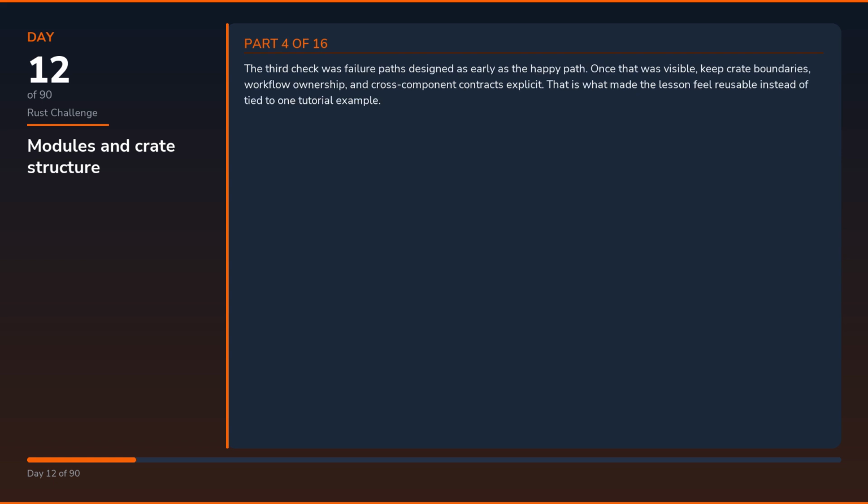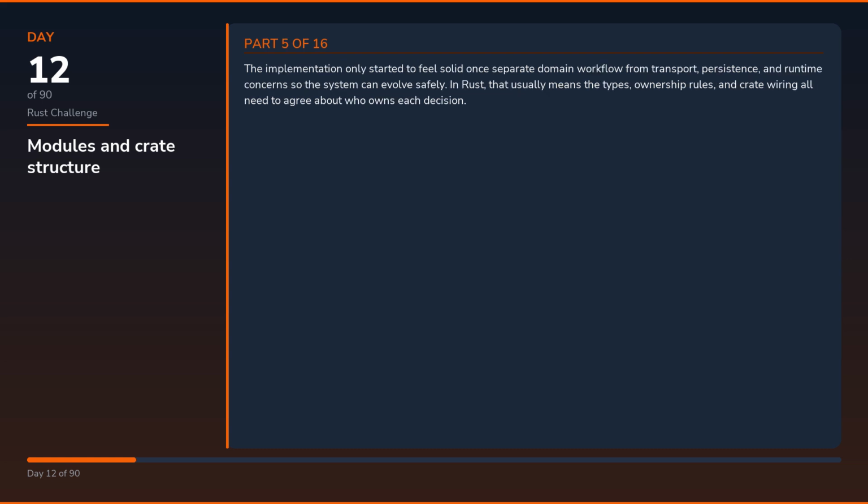The third check was failure paths designed as early as the happy path. Once that was visible, keep crate boundaries, workflow ownership, and cross-component contracts explicit. That is what made the lesson feel reusable instead of tied to one tutorial example.